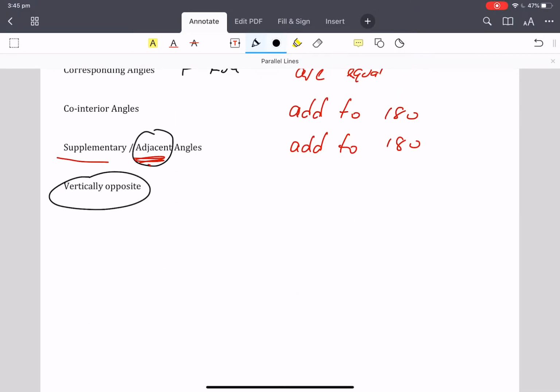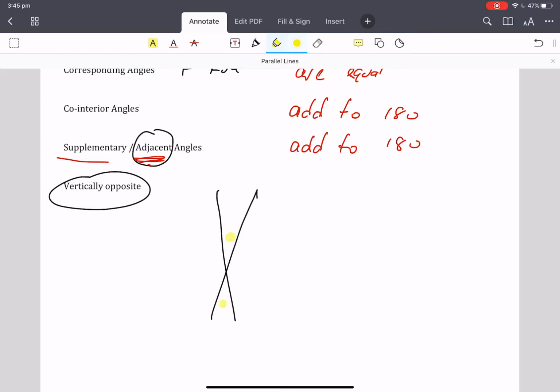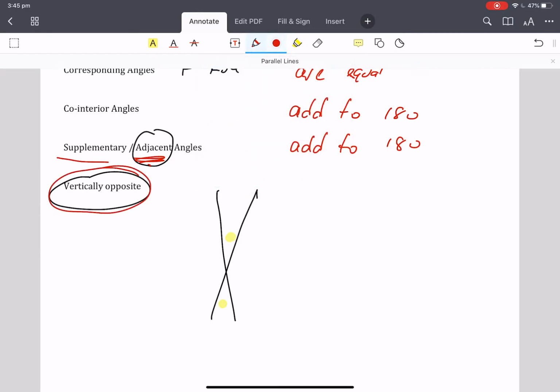Vertically opposite. Can you see that whatever angle that is, that's the same? Okay, they are vertically opposite and they are equal. So vertically opposite angles are equal.